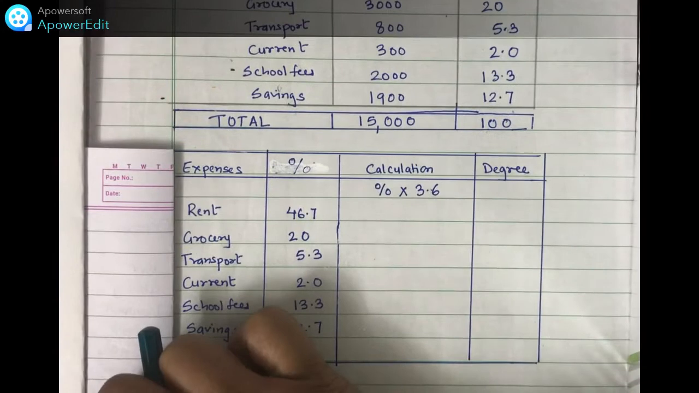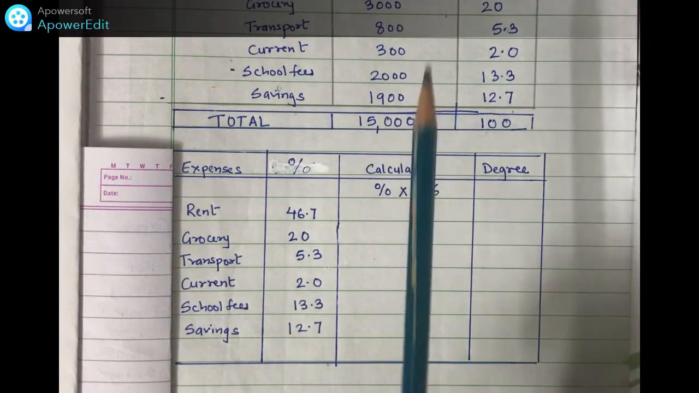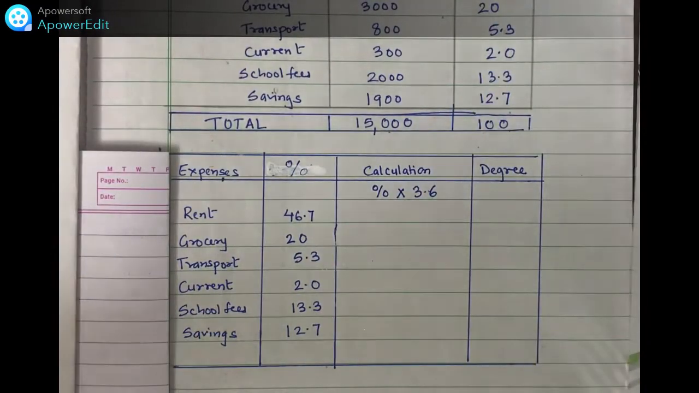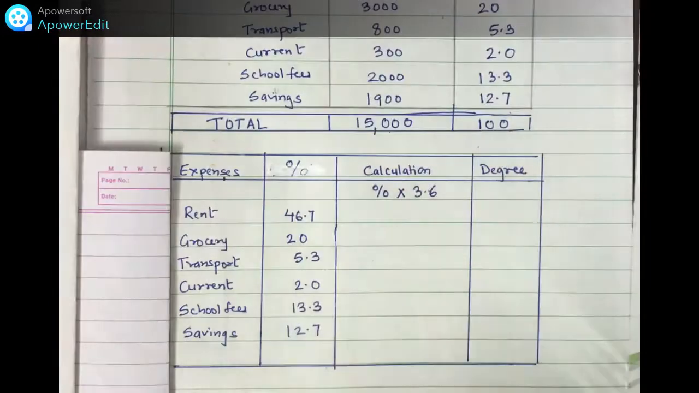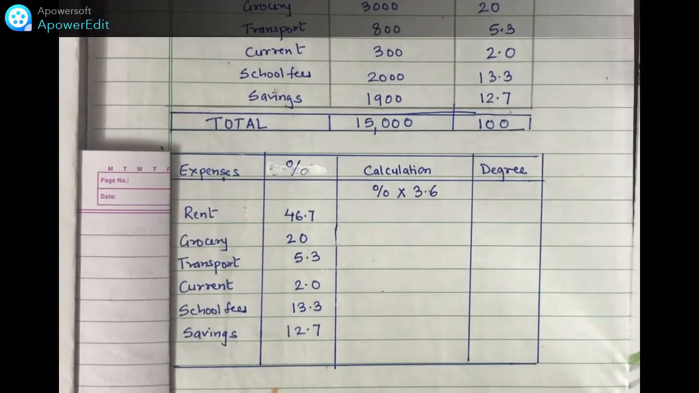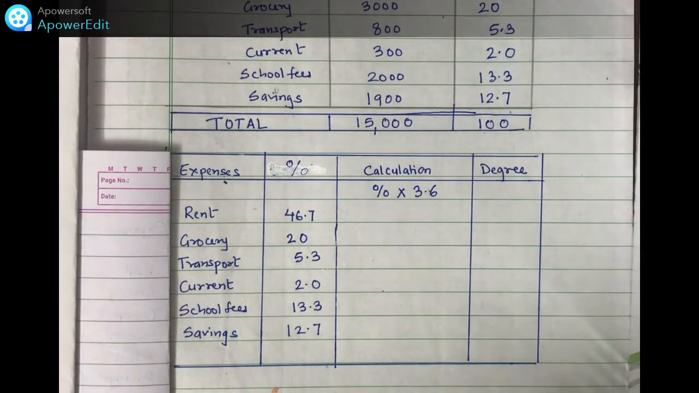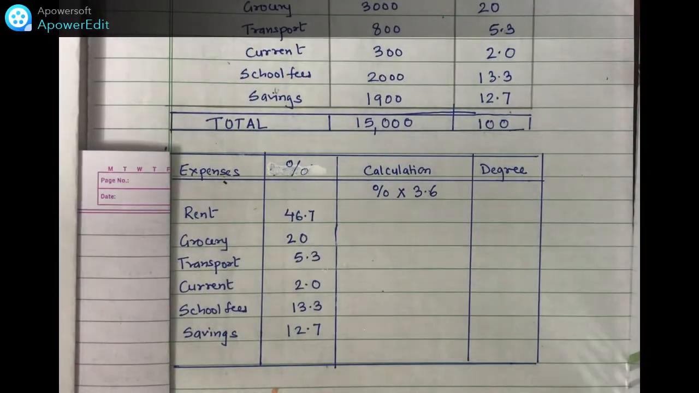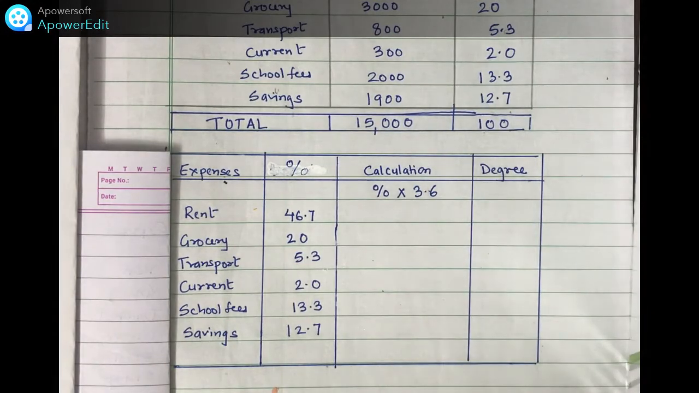So this is the expansion of the upper table, the original table. We have the expenses depending upon the categories on which the expenditure is being incurred. Then the second column is of percentage: how much percentage of rent, how much percentage of grocery, how much percentage of income is there on transport and so on. And then in the third column, we are going to go in for calculation.